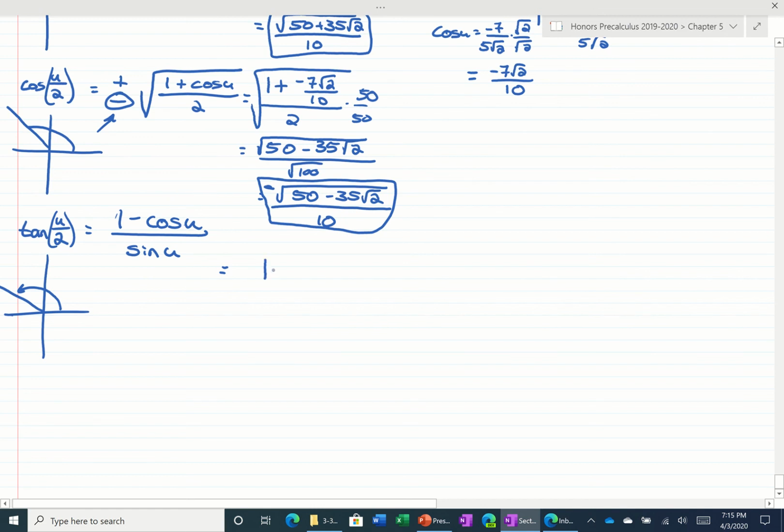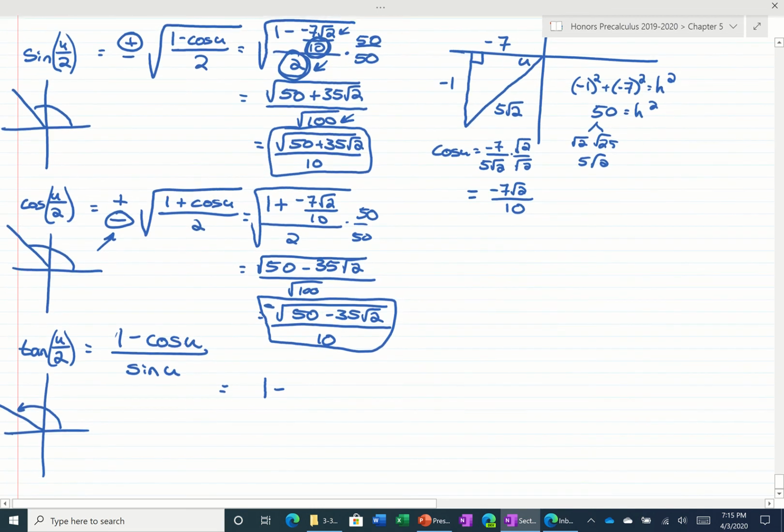So we're going to have 1 minus the cosine of u, which is negative 7 root 2 over 10, divided by the sine of u.